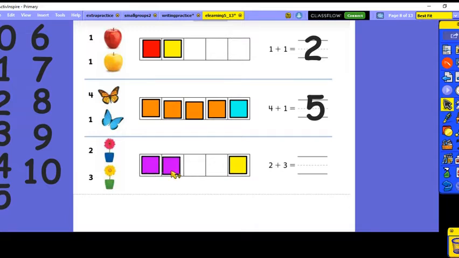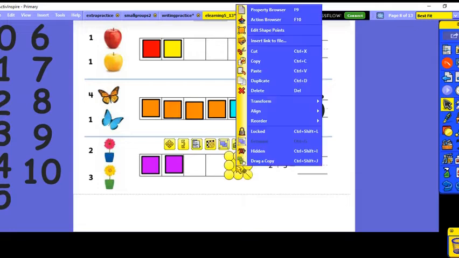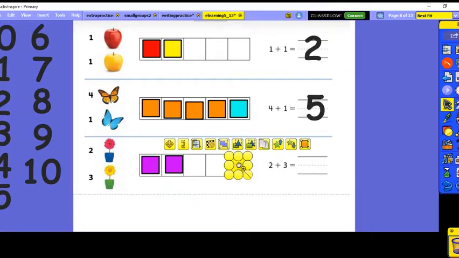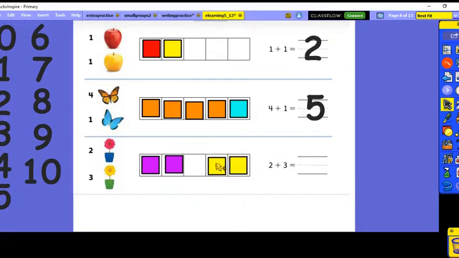Okay, 2 pink flowers. 1, 2, 3 yellow flowers. And our whole 5 frame is filled up. So how many is that? 5. 2 plus 3 equals 5. The related fact, 3 plus 2 equals 5. You just change the order of the add-ins.